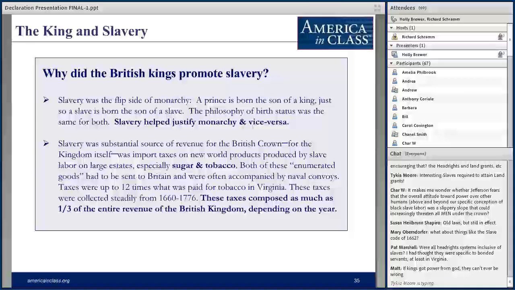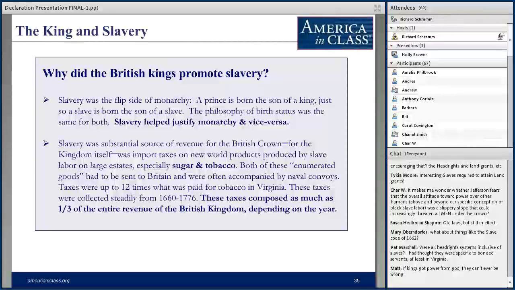Well, there are a couple of things people raise that I really want to answer. Like Mary Oberdorfer says, what about things like the Slave Code of 1662? That's the Virginia one that you're talking about that makes slavery hereditary.